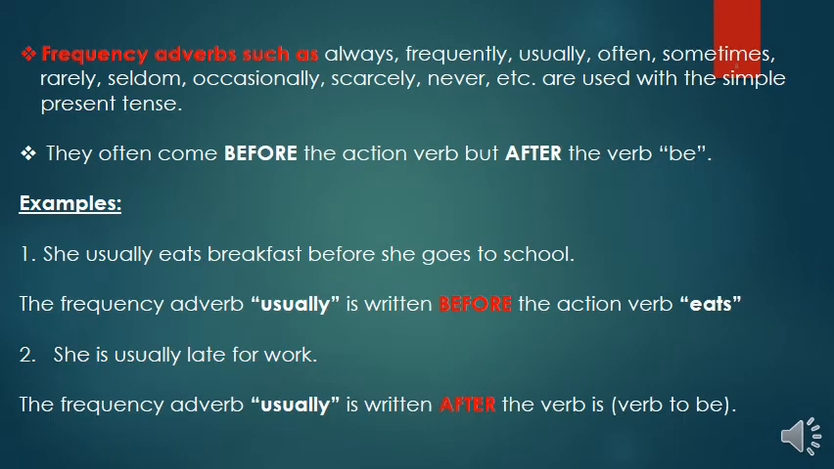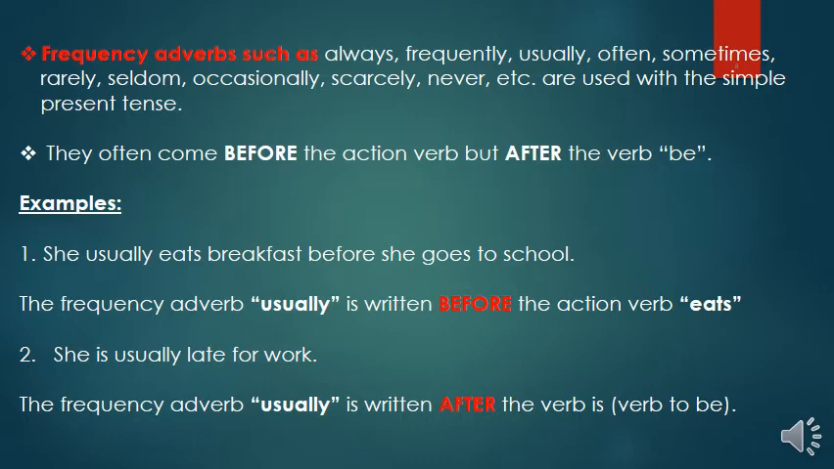Now, we are going to explain something very important: frequency adverbs. What are the frequency adverbs, or adverbs of time, that we use in the present simple tense? As we said, the present simple tense expresses actions that happen habitually, facts, and so on. So, the frequency adverbs show us when the action is happening and how often it is happening.